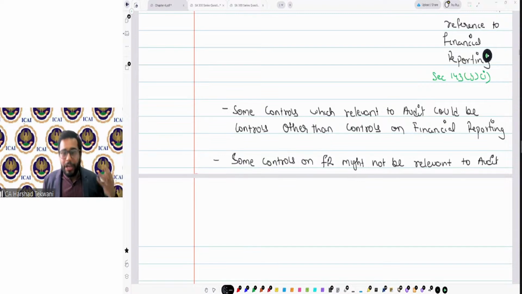Okay, SOD is one of the good examples of something that is not a financial reporting control, but is relevant for the audit. SOD, I mean segregation of duties. Yes, absolutely good, Jobin. Very good. So segregation of duties is one such example.